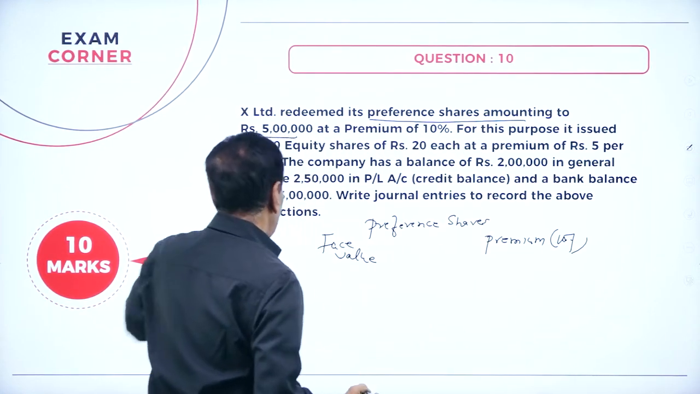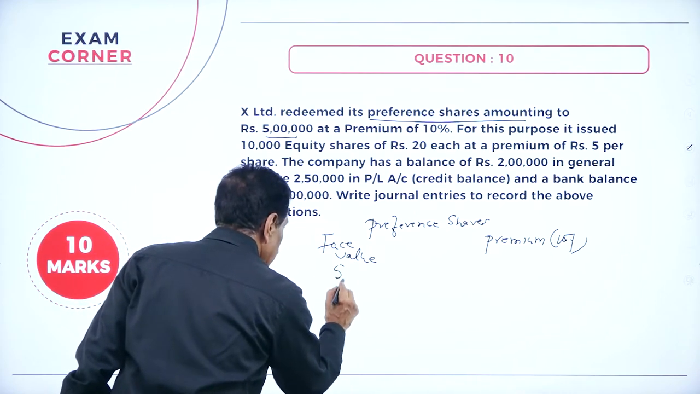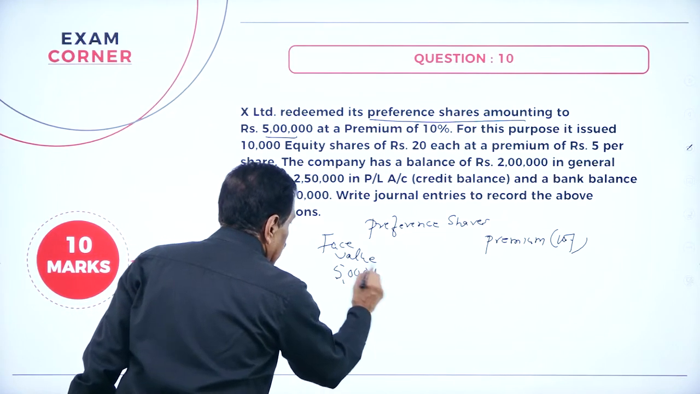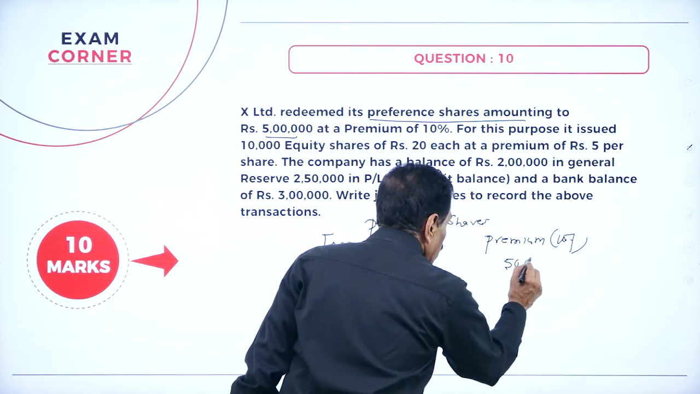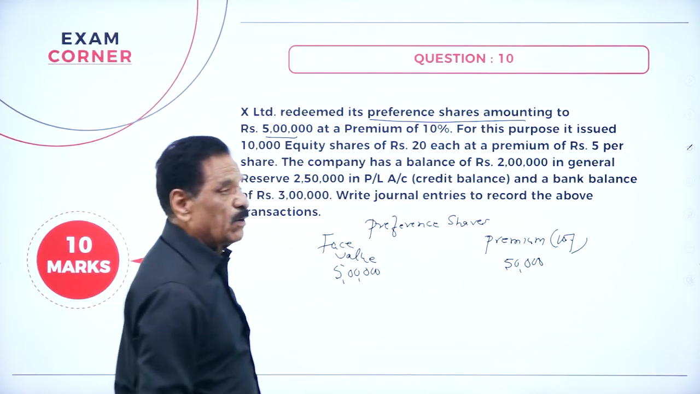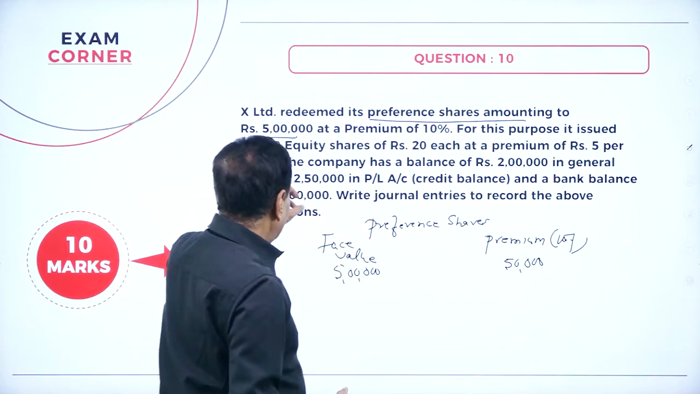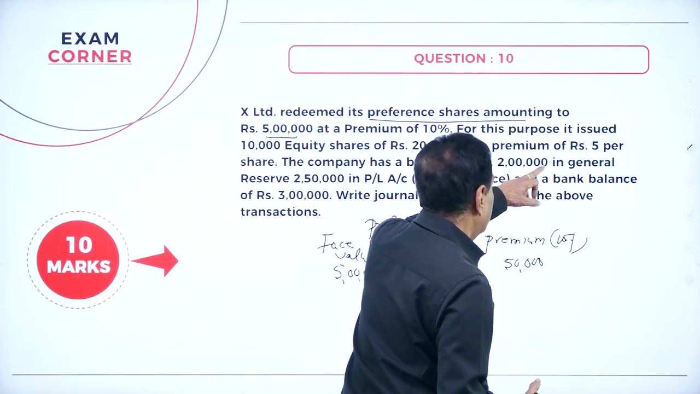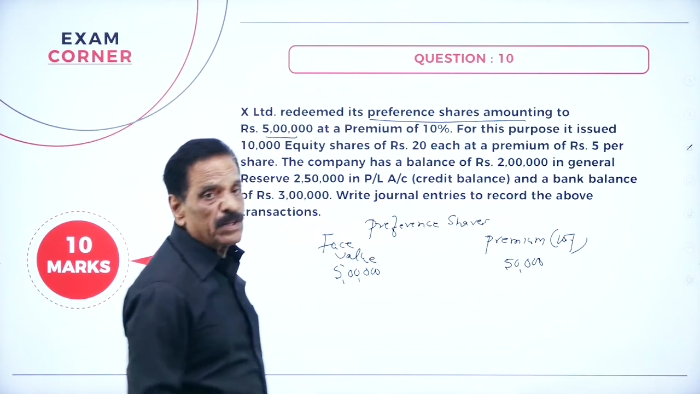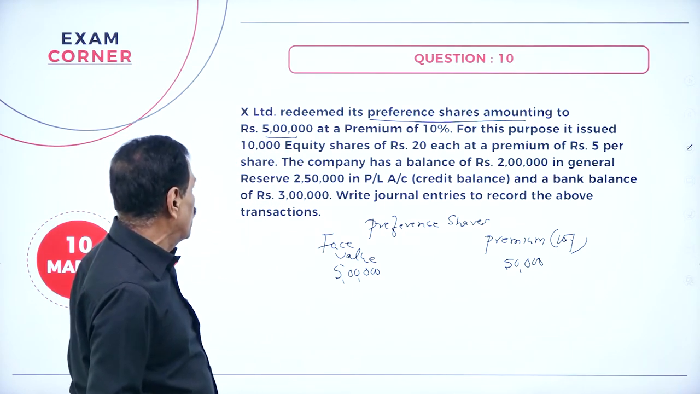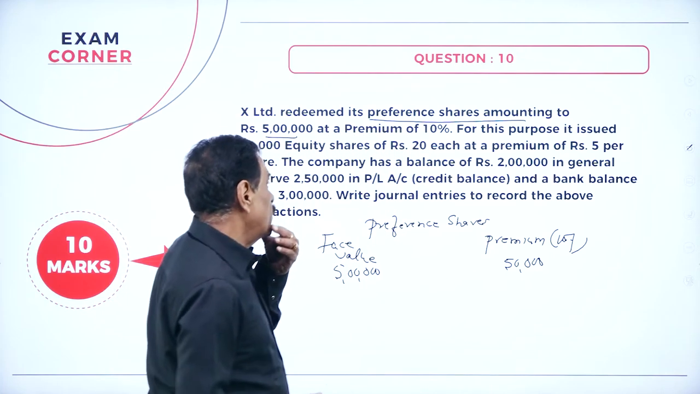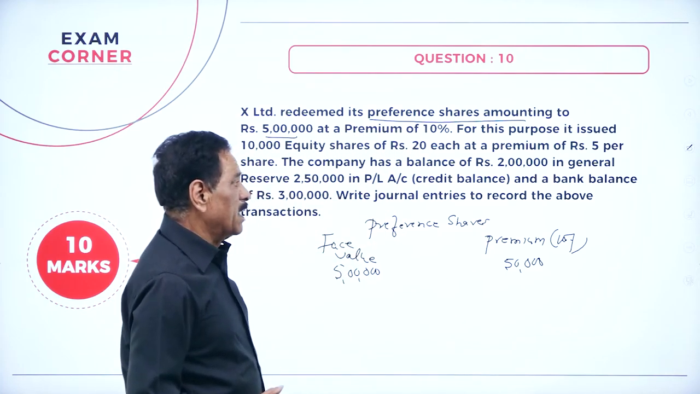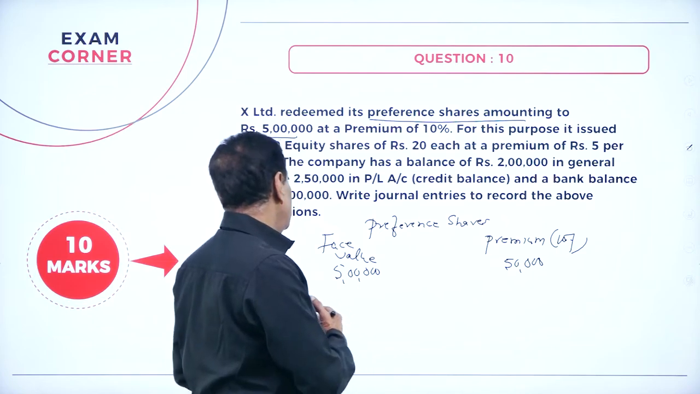What's your face value? 5 lakh. 10% premium is 50,000. So we are going to pay 5 lakh 50,000. So 10,000 equity shares of 20 each at a premium of rupees 5 per share, meaning at rupees 25, we are going to issue. The company has a balance of 2 lakh in the general reserve, 2,50,000 in the profit and loss account, and the bank balance is 3 lakh, right?